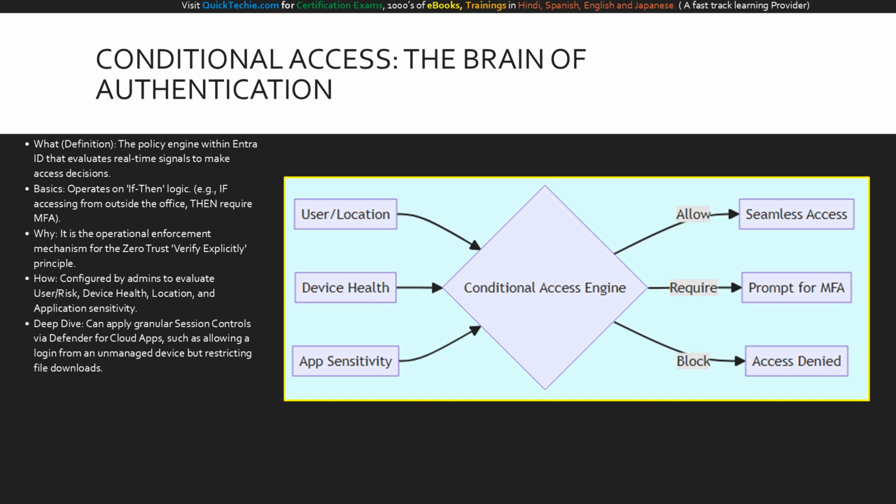This diagram showcases the conditional access evaluation process. On the left, we feed multiple signals into the conditional access engine: the user's location, the device's health status from Intune, and the app's sensitivity. The engine processes these signals instantly against your IT policies and outputs a precise decision. It can allow seamless access, require an MFA prompt to increase confidence, or outright block the connection if the risk is too high. This happens in milliseconds on every single login.